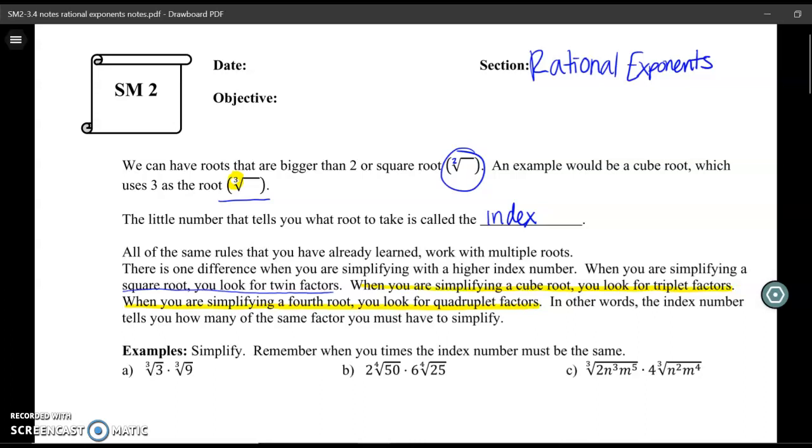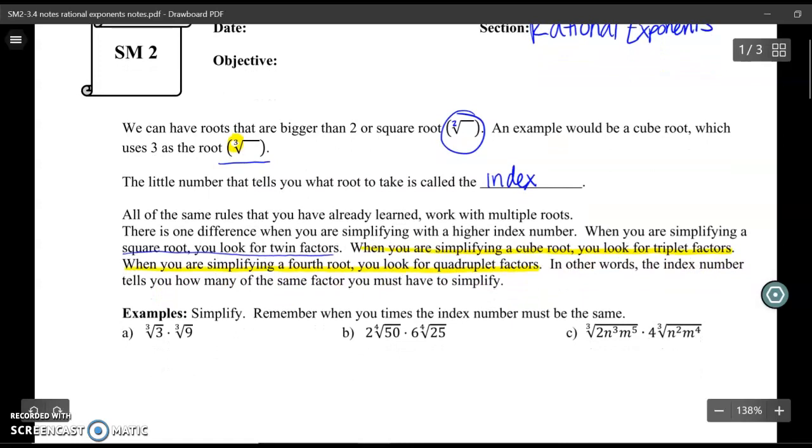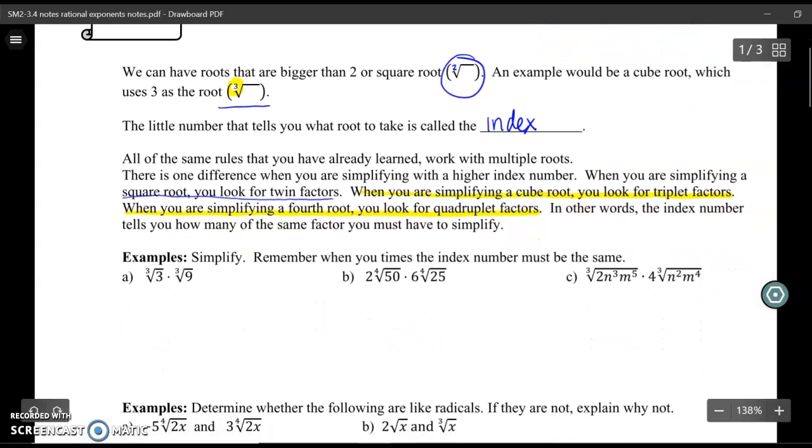So let's just take a couple looks at examples of what it would look like to multiply some of these roots together. So remember that when you are multiplying, you still need to make sure that you have the same index number. So you can't multiply a cube root and a square root together. You can only multiply cube roots and cube roots together, square roots and square roots together, 4th roots and 4th roots together. So with A, we have the cube root of 3 and the cube root of 9.